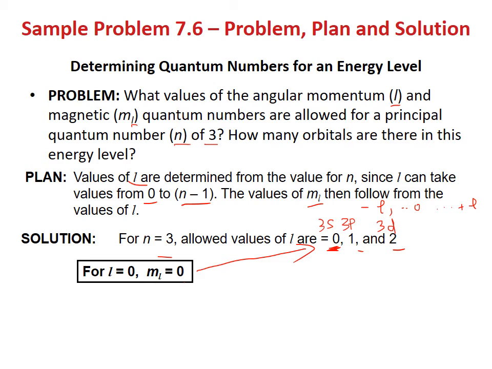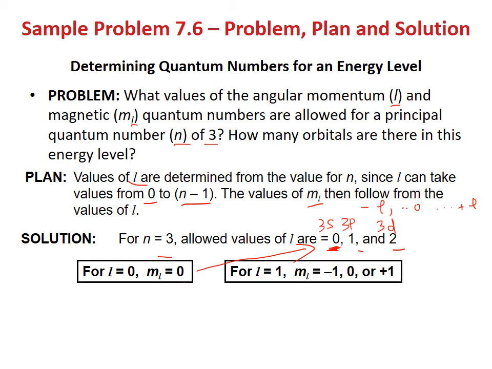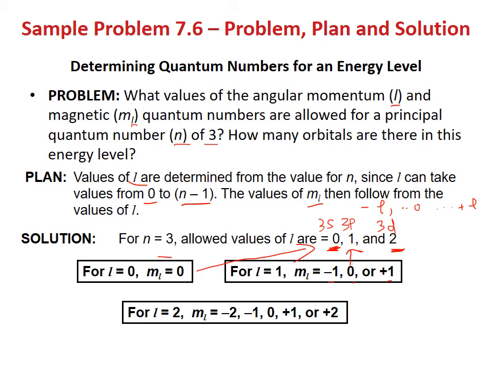Okay, when L equals 1, m can be negative 1, 0, positive 1. So that's 3p orbital. You have 3 orientations, 3px, 3py, 3pz. So 3 of the p orbitals. When L equals 2, m can be negative 2, negative 1, 0, positive 1, positive 2. So that's for d orbital. We have 5 of them, 5 orientations. All right.